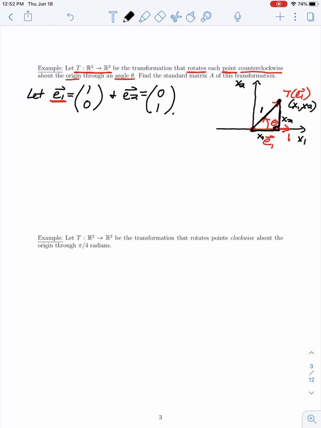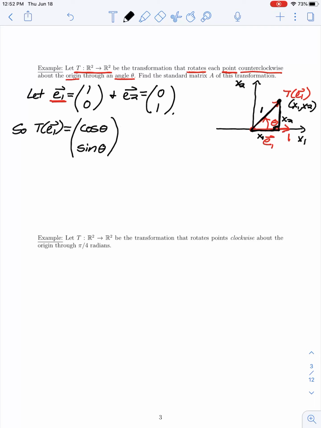To find x1, x1 could be thought of as the cosine function. Cosine of theta would be the ratio of the adjacent edge, which is x1, to the length of the hypotenuse, which is 1. So the image of this E1 vector under this transformation would be cosine of theta for my x1 coordinate, and then x2, the vertical distance which I've traveled, would be sine of theta.